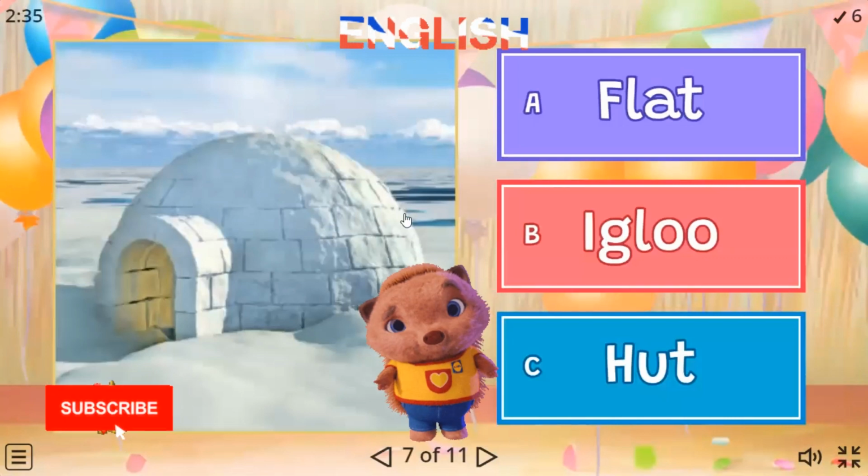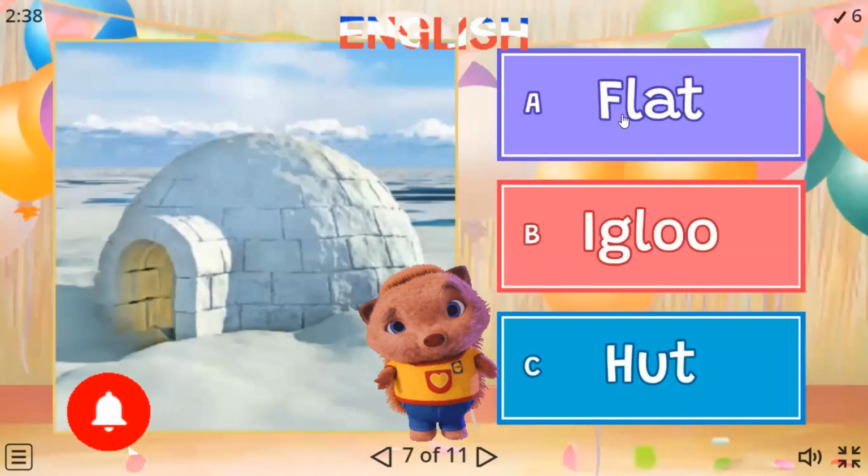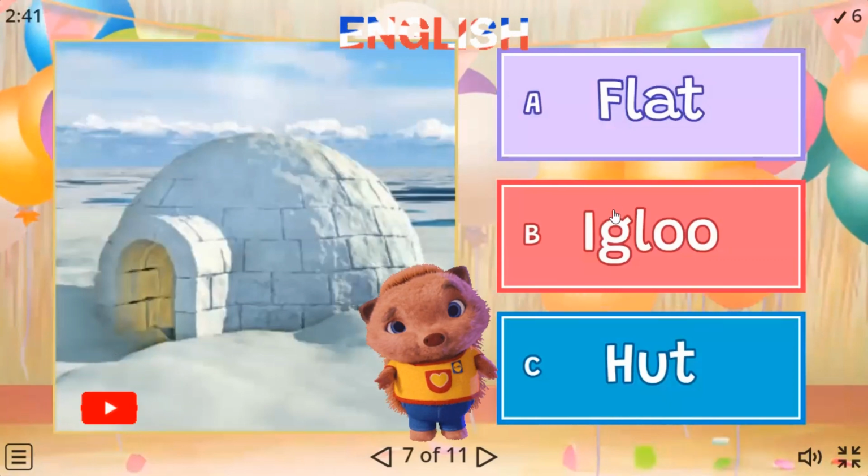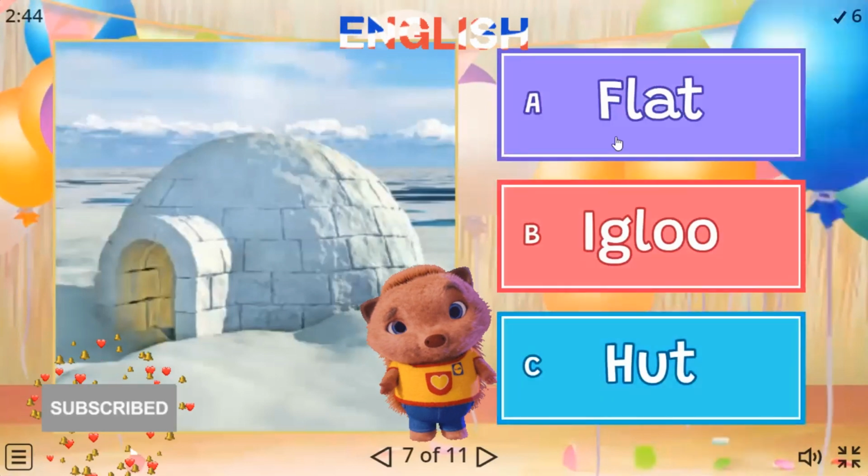Can you guess it? Which picture is it? Option A, flat. Option B, igloo. Option C, hut. The right answer is igloo.